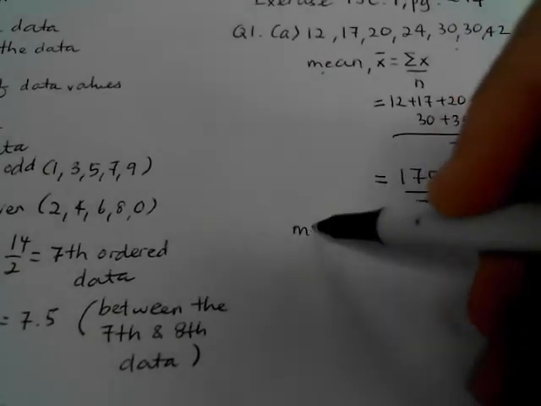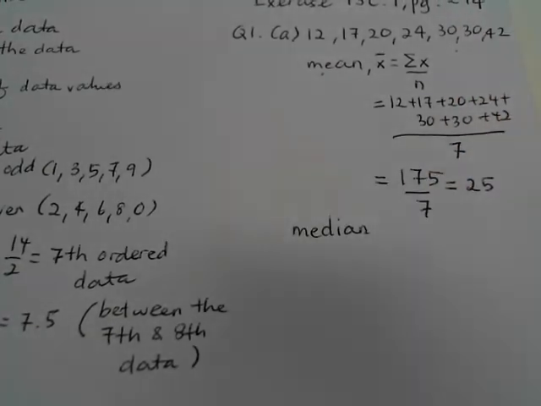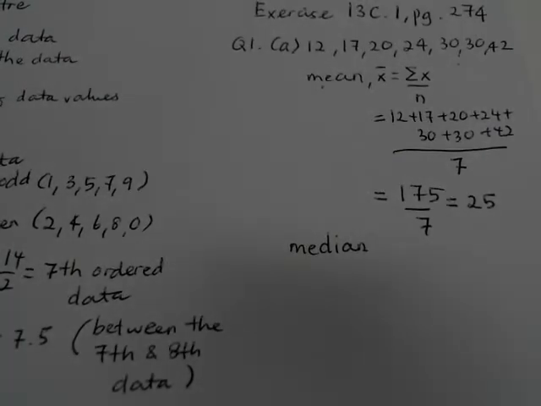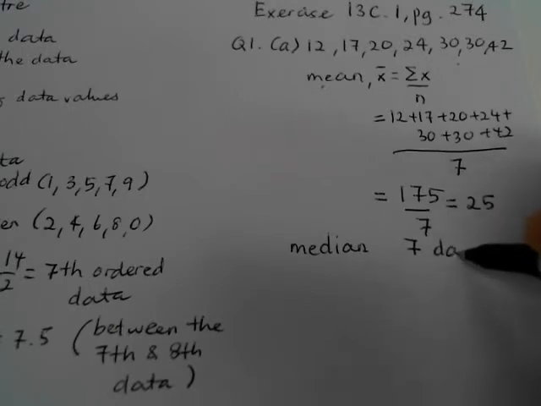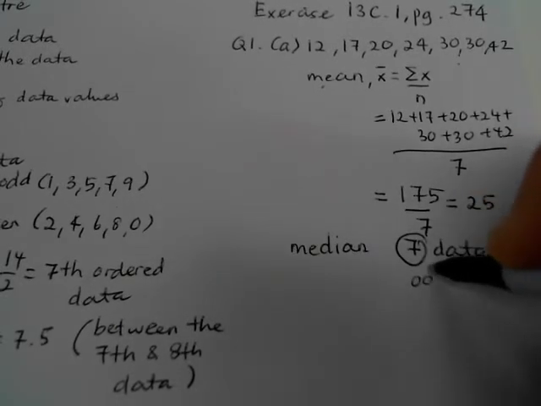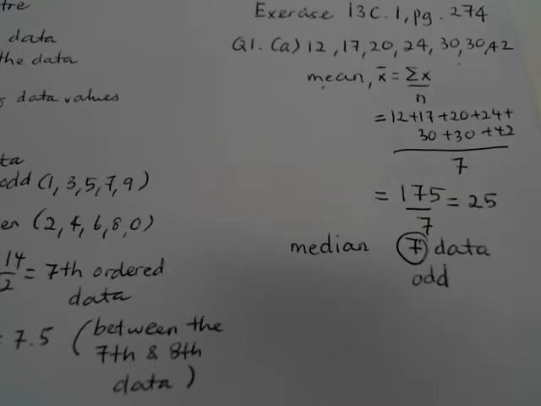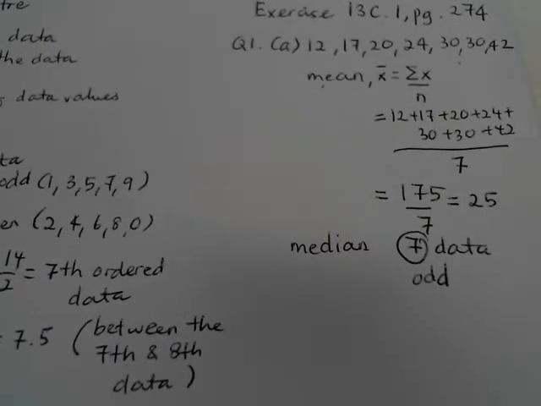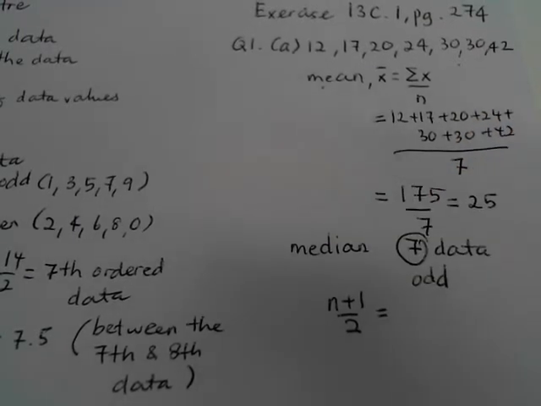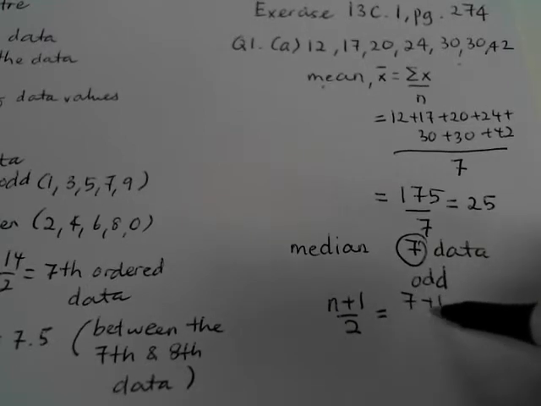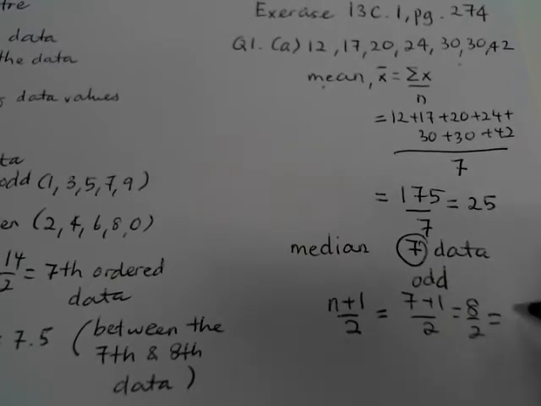Let's go for the median now. One thing we know about the median is that it's the middle value of an ordered structure. So in this case here, 12, 17, 20, 24, 30, 30, and 42 are already ordered for you. And you have 7 data values, indicating that it's an odd number. So how do we determine the middle value? We employ n plus 1 divided by 2, which gives 7 plus 1 divided by 2, 8 divided by 2 is 4.